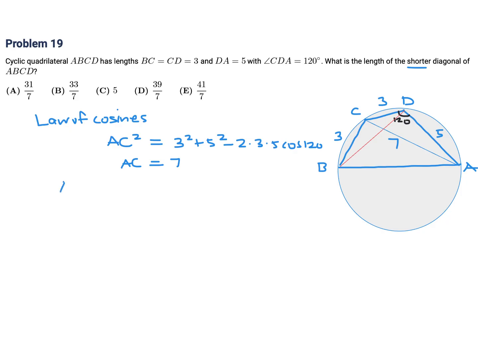Okay, so now we have to do this again. In the other triangle, ACD, we have 3 sides. So that will allow us to figure out an angle. And which angle should I concentrate on? I'm going to concentrate on this angle right here.